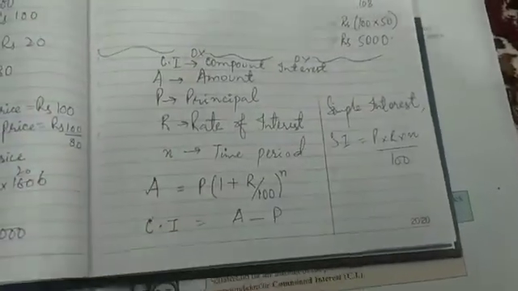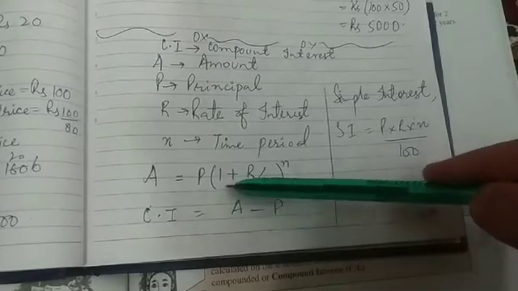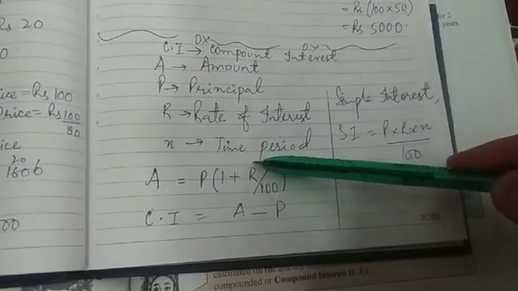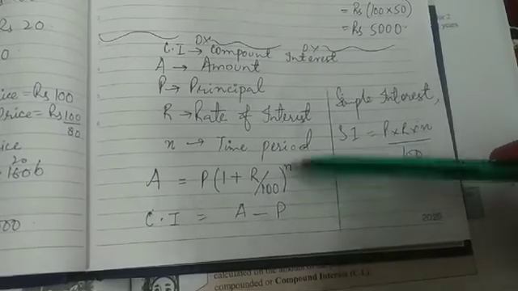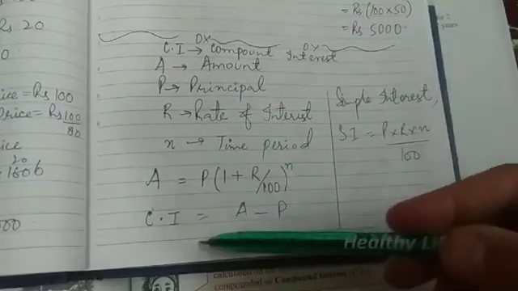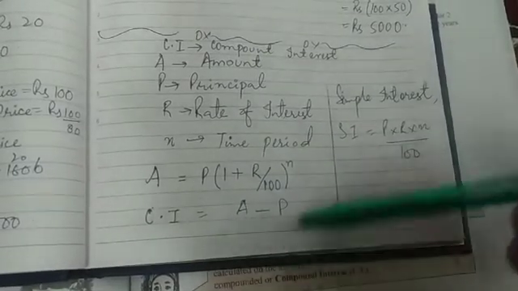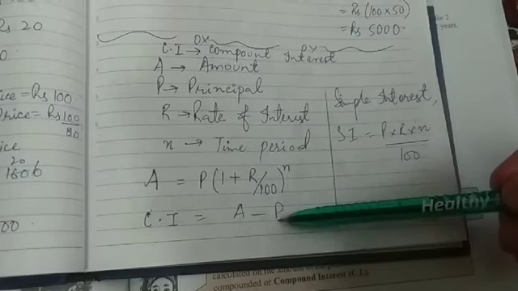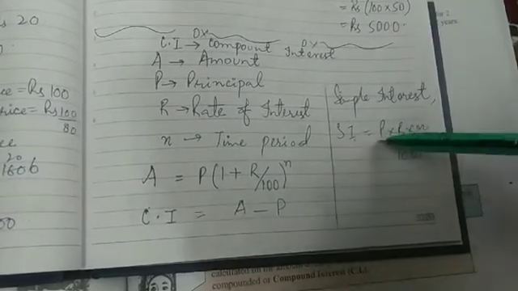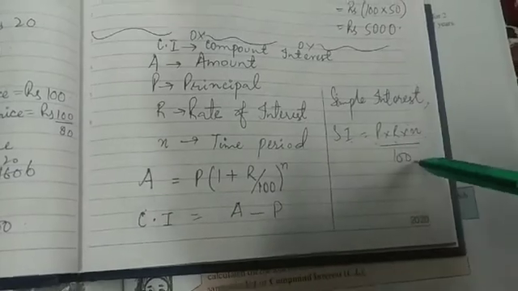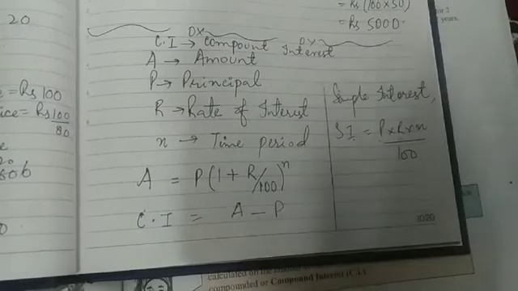Okay, so the basic formulas: the amount is equal to the principal into 1 plus rate of interest upon 100 in whole raised to the power N, and N is the time period. After finding the amount, if we are asked to find the compound interest, that is equal to the amount minus principal, and the simple interest is simply equal to P into R into N upon 100. Okay students, so the simple interest is just the interest on the amount.